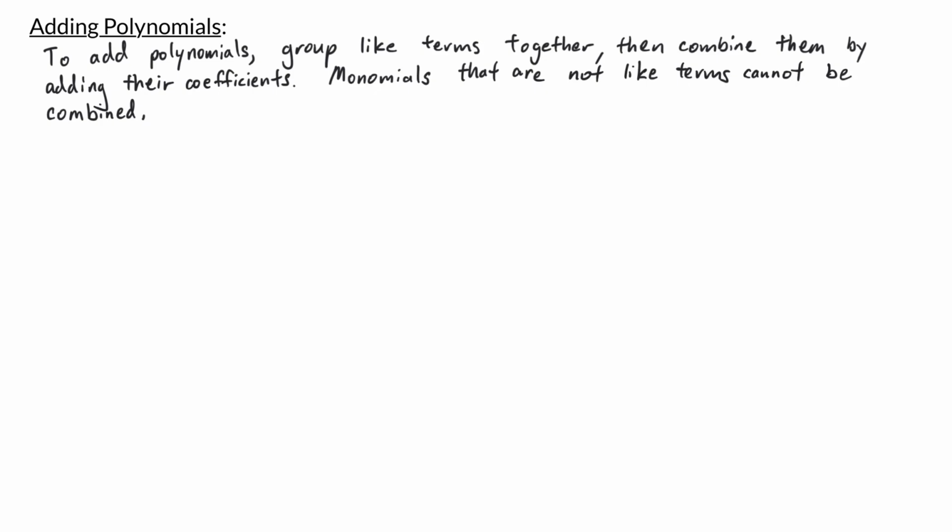If we want to add polynomials together, what we'll need to do is group the like terms together, and then we can combine them by adding their coefficients. Remember, coefficients are the numbers that are multiplied to the variables. For example, if you have something like 3x and you add 4x to it, you can think about this as having 3 apples and also 4 apples. Adding those things together, you'll have 7 apples. So 3x plus 4x would be 7x. Essentially, we're adding the coefficients together.